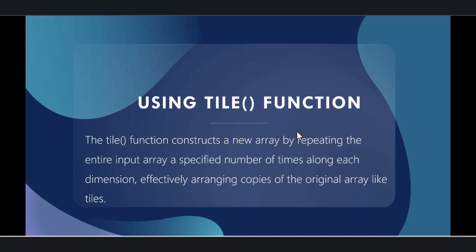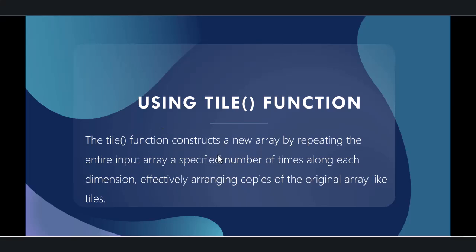Now we will see how the tile function works. The tile function constructs a new array by repeating the entire input array a specified number of times along each dimension, efficiently arranging copies of the original array like tiles. It constructs a new array. This is the same as the repeat function. It is also used to create a new array, and it will repeat the entire input array a specified number of times.